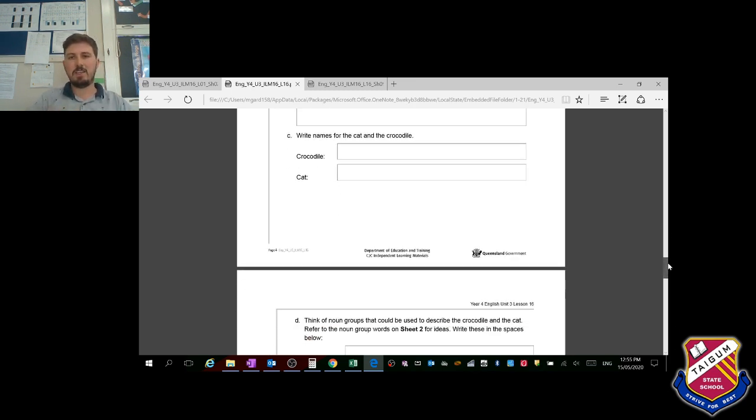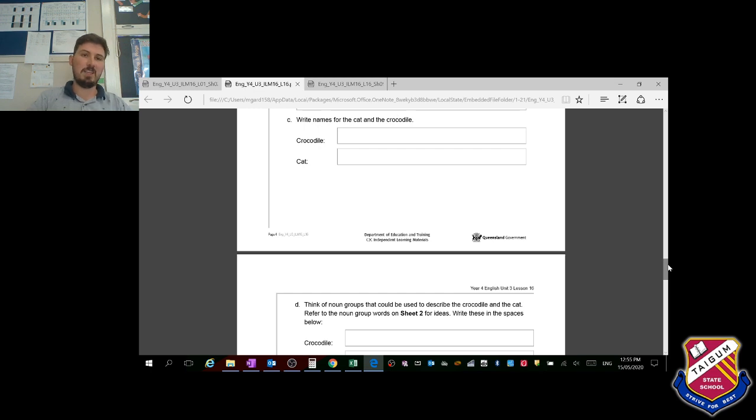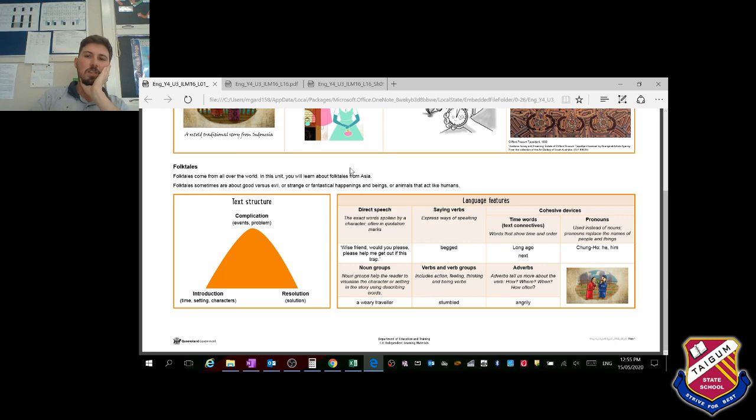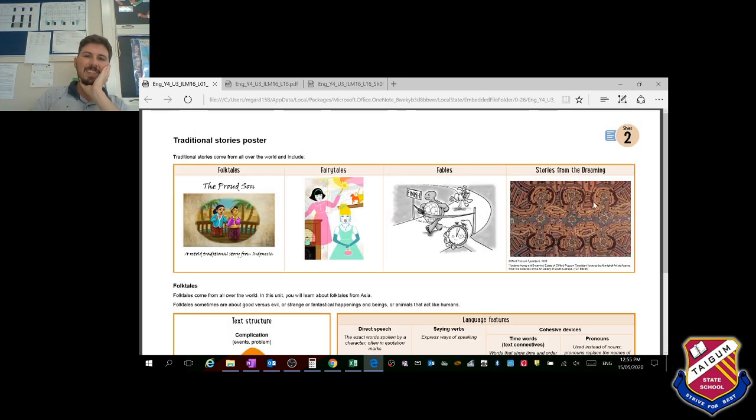So now you've got your sentence, you've got to give these characters a name. So you've got to give a name to the crocodile and the cat. I want you to give it a name based on the type of story it is. If it's a fairy tale, they're going to have mythical type names. If it's a folk tale, you might look up some names from Indonesia or China. If it is a Dreamtime story, okay, you could use lots of different names.